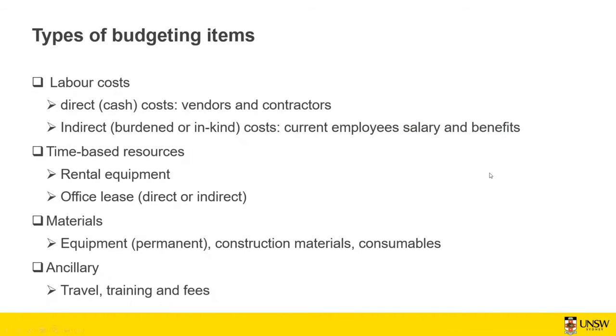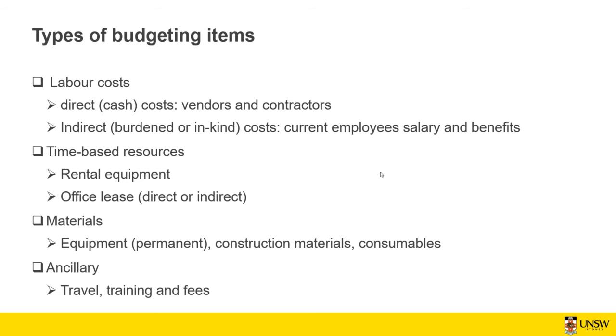There are a few types of budgeting items that you need to consider when you're preparing a budget for your project. One can be direct cash cost, which is going to be paid to the vendors or contractors. From the contracts, you know exactly how much you need to pay those vendors. This is something you know at the start of the project or during the project, or you have some expectation of how much money you're going to spend on that.